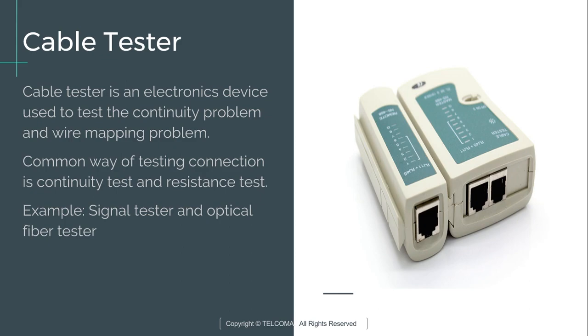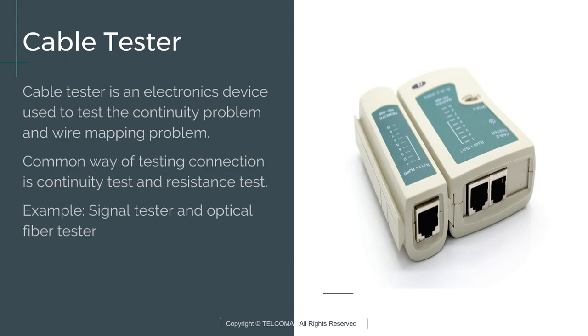Here the diagram shows a type of cable tester. These are electronic devices which are used to test the continuity of a wire, to test continuity problems and wire mapping problems. The common way of testing the connection is by the continuity test and the resistance test. In the continuity test, current is passed through the connection or the wire to test whether current is present at the other end or not.